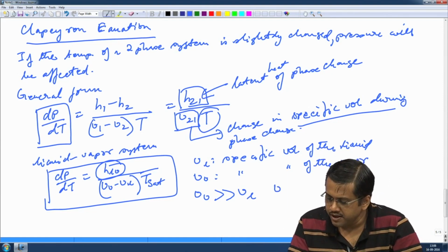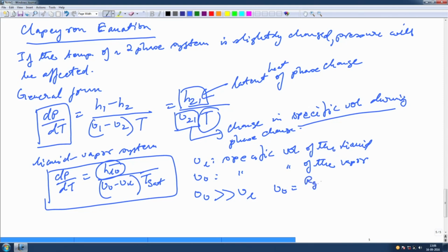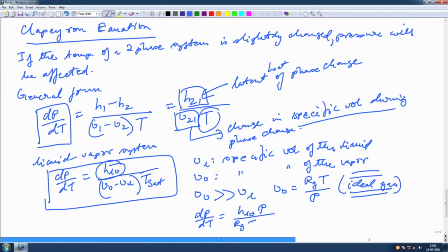And for Vv, you can consider this as an ideal gas and write it in this form as well. Considering that this is an ideal gas, you can disregard any compressibility effect. So, this dP by dT is given as HLV into P divided by RG T squared. This particular form is called the Clausius-Clapeyron form.